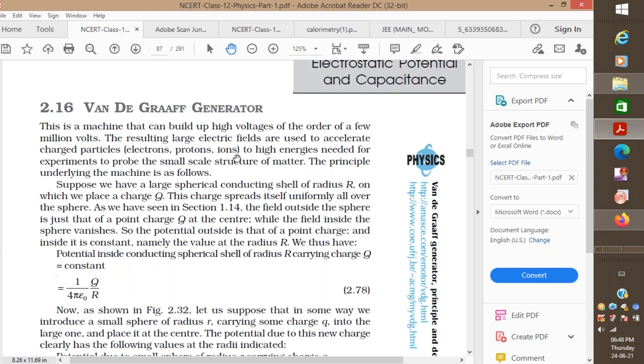The Van de Graaff generator is one kind of particle accelerator. Where do we use these particle accelerators? We use them in high energy physics, that is, nuclear physics and particle physics. Those are the topics of high energy physics, because there is still research going on to find the God particle.